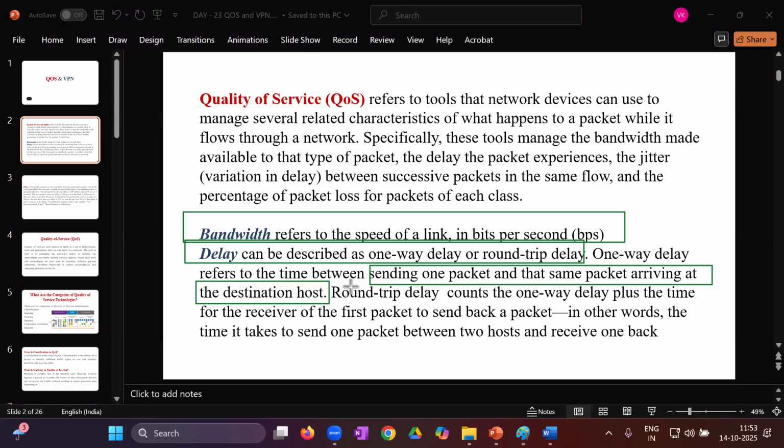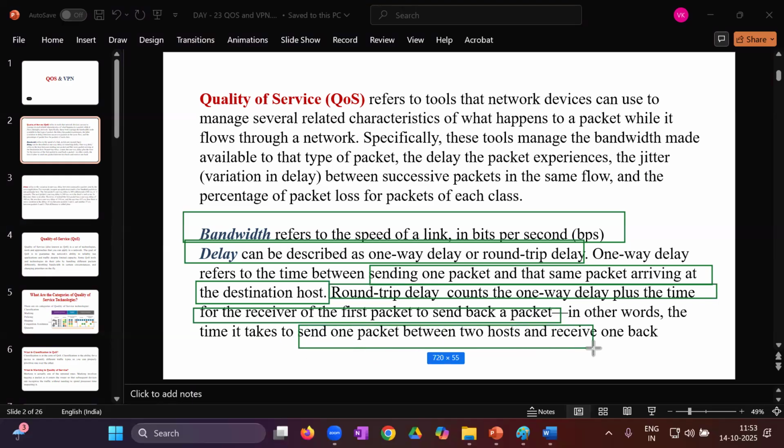Now, what is round-trip delay? Round-trip delay counts the one-way delay plus the time for the receiver of the first packet to send back a packet. In other words, it is the time it takes to send one packet between two hosts and receive one back. In that case, it is called a round-trip delay. What could be the reason for the delay?